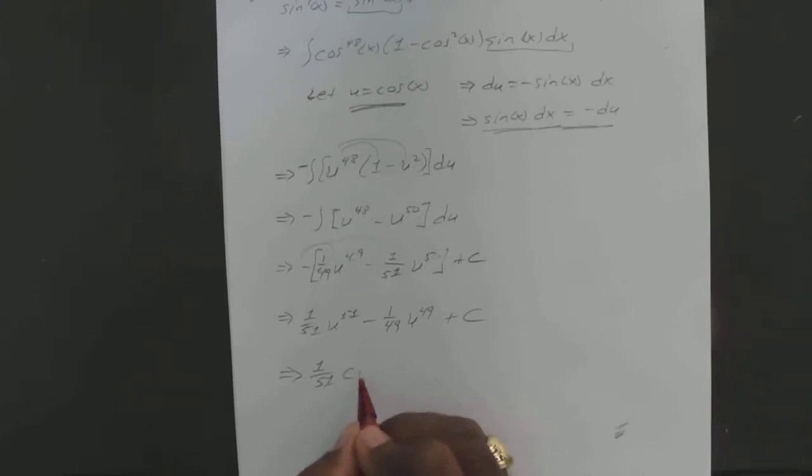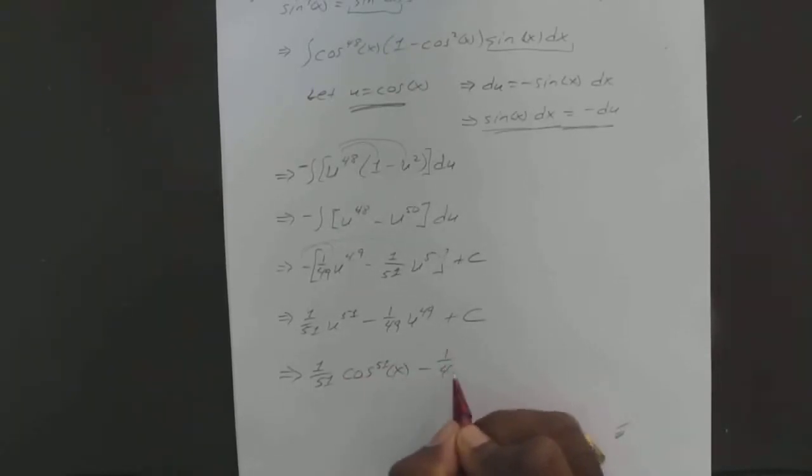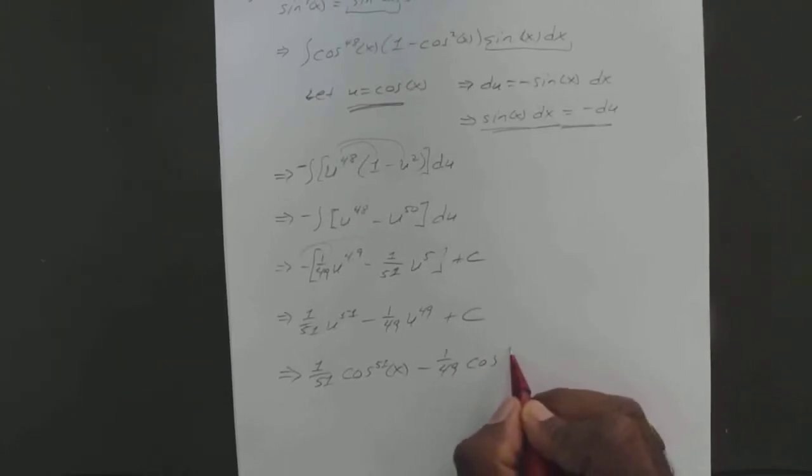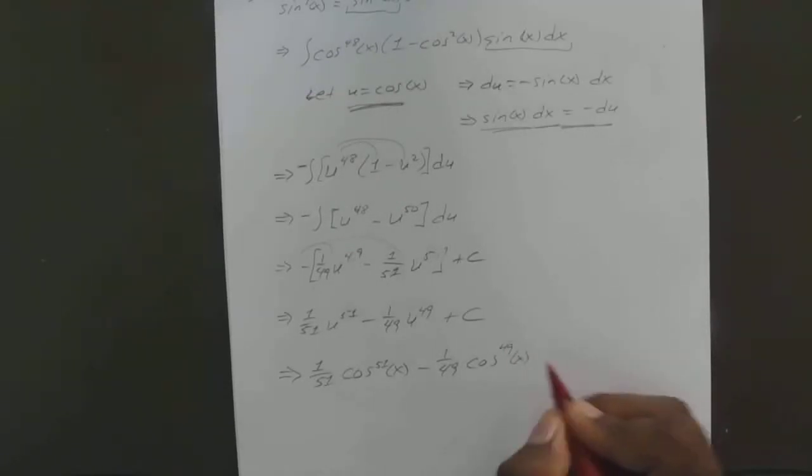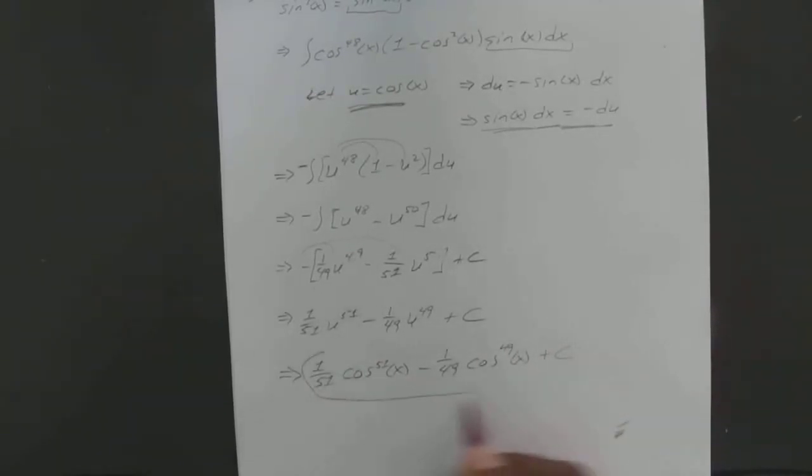Alright, then we just plug back in your u. So you have 1 over 51, u to the 51, so that's cosine 51 of x, minus 1 over 49, cosine of 49 of x, plus c. And that's your final answer. Alright, any questions?